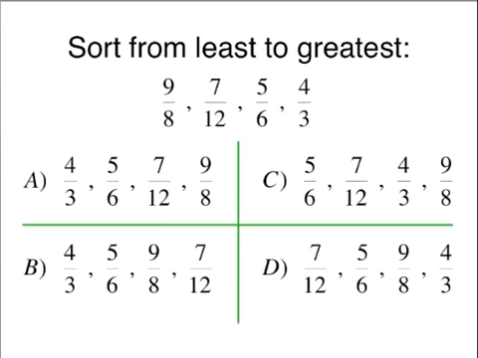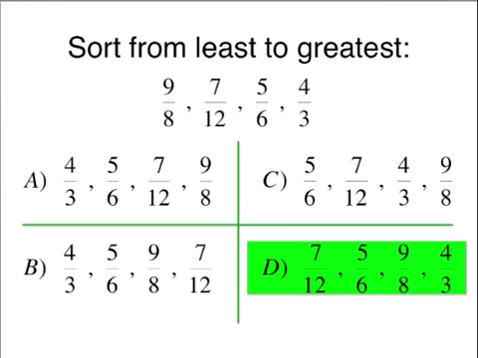Now you try. Some scratch paper will help. Take your time and select the correct ordering of 9/8, 7/12, 5/6, and 4/3 when you're ready. In order from least to greatest, the answer is D, 7/12, 5/6, 9/8, and 4/3. If you missed this one, try again. Go back and you should be changing them all into 24ths.